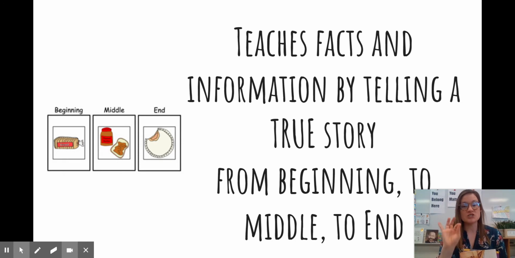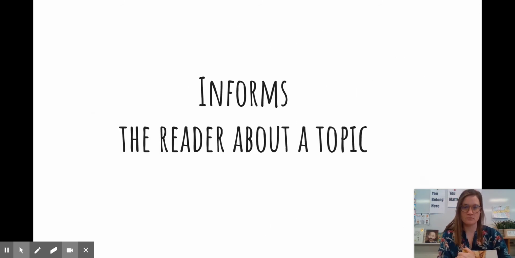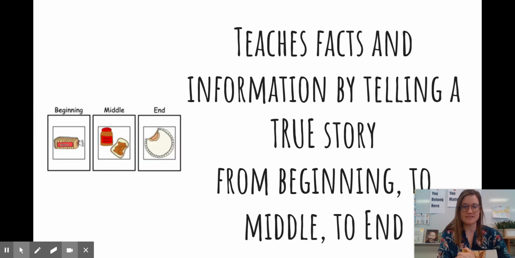Which one would teach facts and information by telling a true story from the beginning to the middle to the end? So which one teaches the information through a story and leads the reader from beginning to middle to end? Whoops, I didn't put the answer after there. But I'll just tell you, that one should be narrative nonfiction.